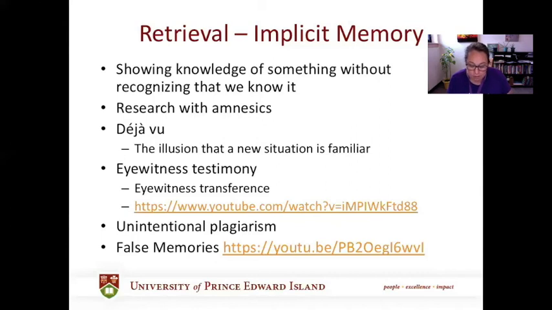Unconscious transference occurs when we are aware that something is familiar, but we cannot pinpoint the correct source of the familiarity. In other words, the experience has an impact on behavior, but without our conscious awareness. There's another possible repercussion of implicit memory, unintentional plagiarism.